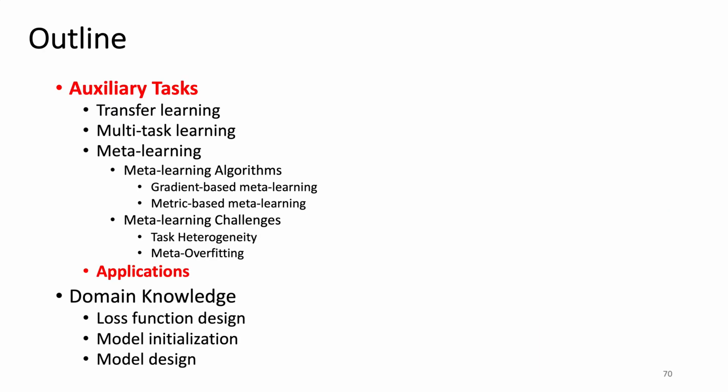Thus, up to here, I introduced two types of meta-learning algorithms: gradient-based meta-learning and metric-based meta-learning, and also two challenges in current meta-learning research: task heterogeneity and meta-overfitting. Finally, I will show some meta-learning applications. I will majorly introduce two applications: one from the e-commerce scenario, and another from spatial-temporal prediction. Then I will introduce other parts of applications.